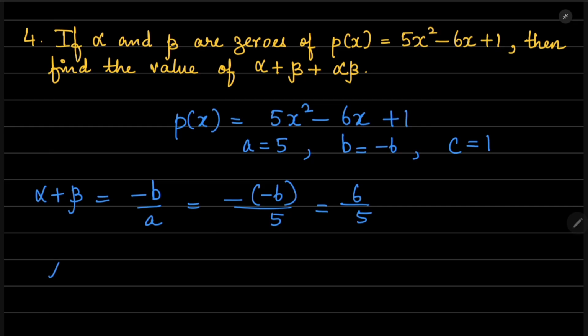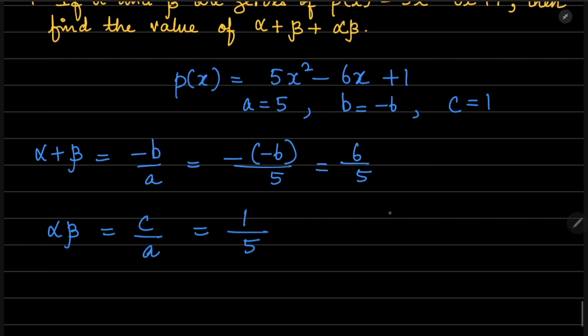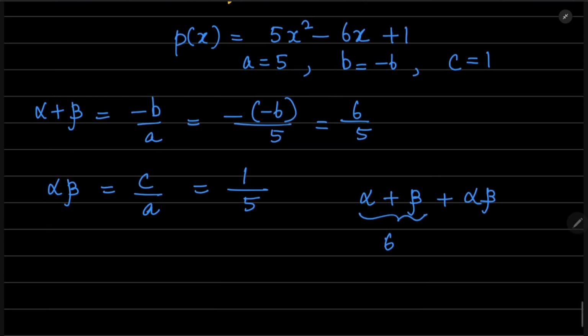The product of the zeros, alpha beta, equals c by a. What is c? 1. 1 by a, which is 5. So 1 by 5. Now you have to find the value of alpha plus beta plus alpha beta. What is alpha plus beta? It is 6 by 5. So 6 by 5 plus what is your alpha into beta? It is 1 by 5.